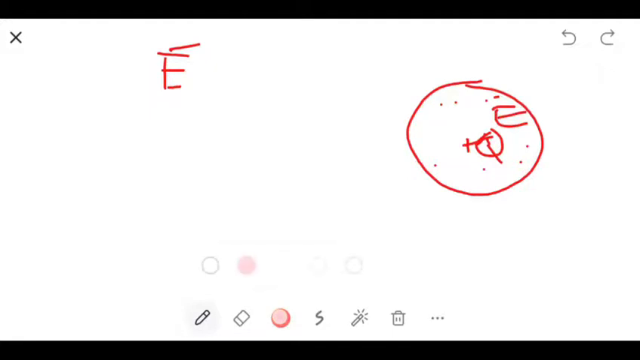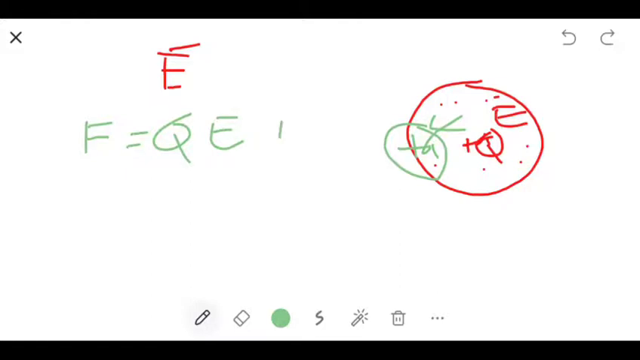Suppose a unit positive charge, plus Q, is taken and placed here. A force acts on this charge. The force exerted on the unit positive charge placed at the point is F equal to QE, that is, Q into the electric field intensity. F equal to QE newtons. Newtons is the unit.